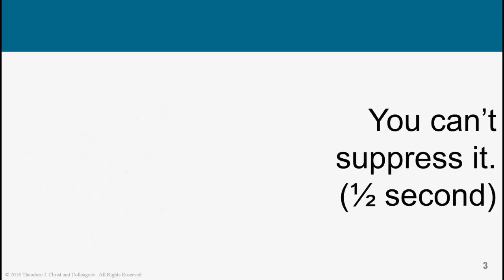So you saw the symbol of a letter A, and even if you tried not to identify that symbol, you can't suppress the identification of it. Even in this brief half second, you can't prevent yourself from automatically and unconsciously identifying that symbol.